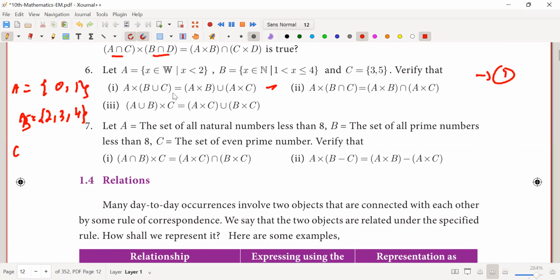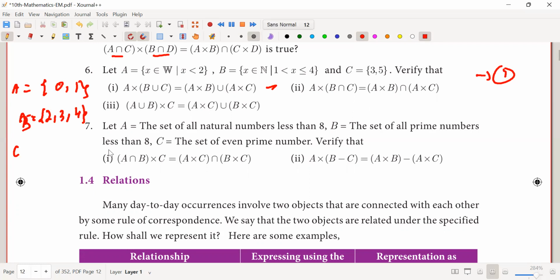What all do we need? B union C, we need A cross B and A cross C. First, complete that. Then put LHS equal to A cross B union C. Since you already got the result, proceed with it. Right? Do you want me to do this, sir? Or you can complete it.